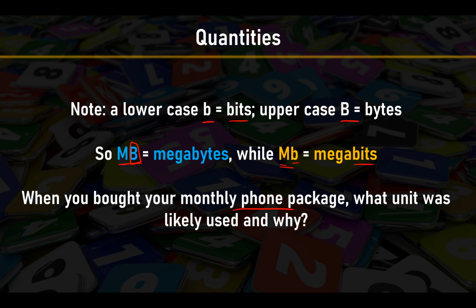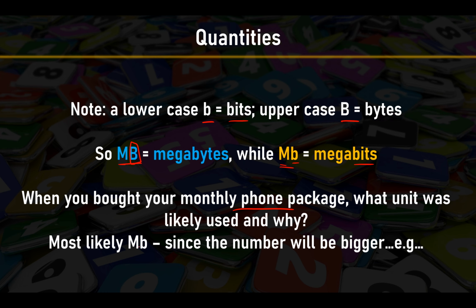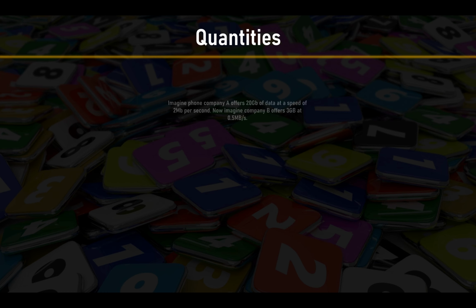So let's think, when you buy the phone package, what unit was likely used and why? This question has more to do with marketing, or really psychology. Most likely they're going to use MB, since the number is going to be bigger. So of course it's going to feel more desirable, like people are effectively getting more data.